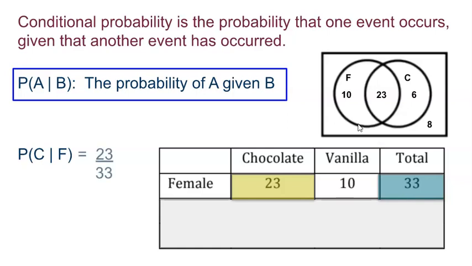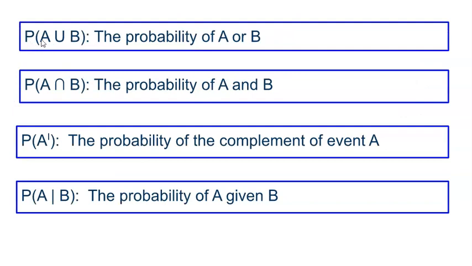In the Venn diagram, we are only looking at this blue circle right here. We are only looking at the female circle. Of those 33 females, 23 of those chose chocolate. So to summarize, we have the probability of A or B, the probability of A and B, the probability of the complement of A, and the probability of A given B.